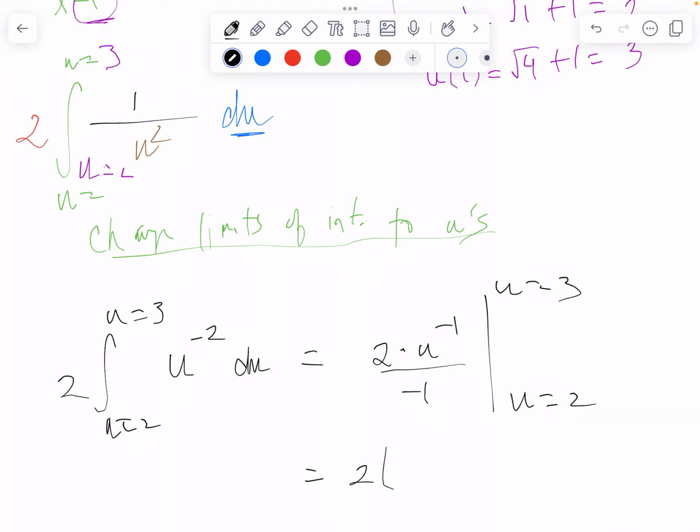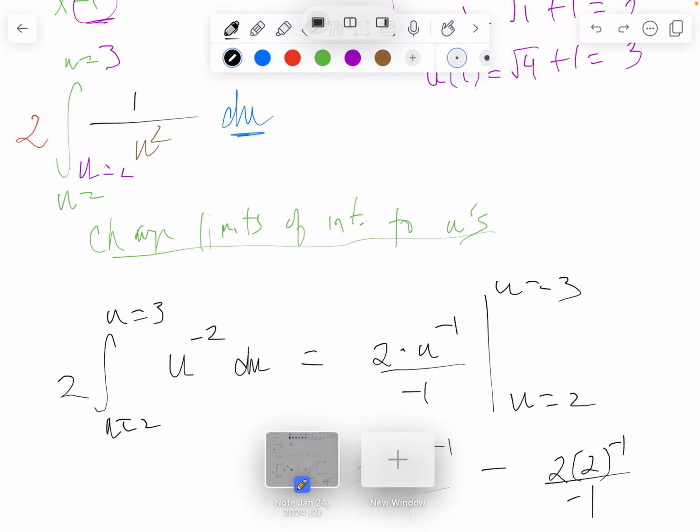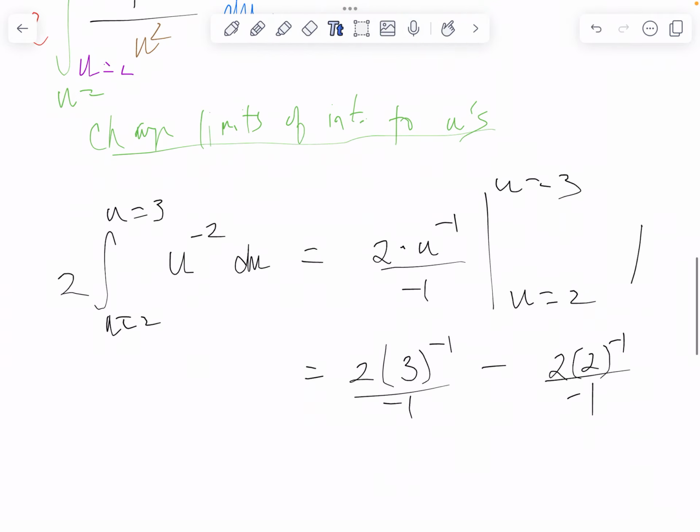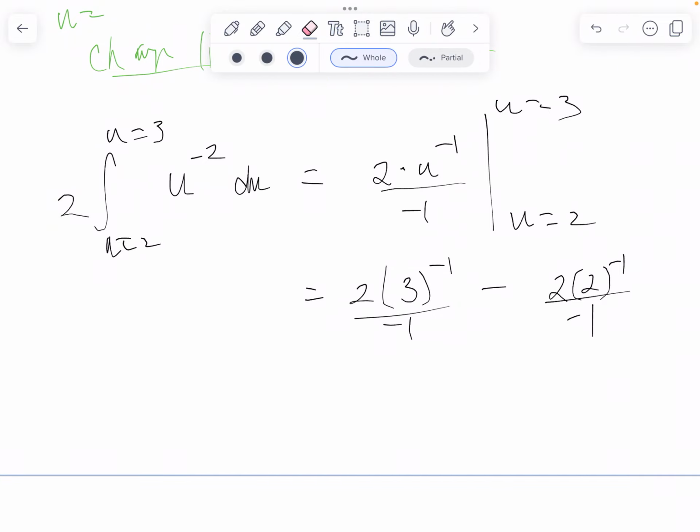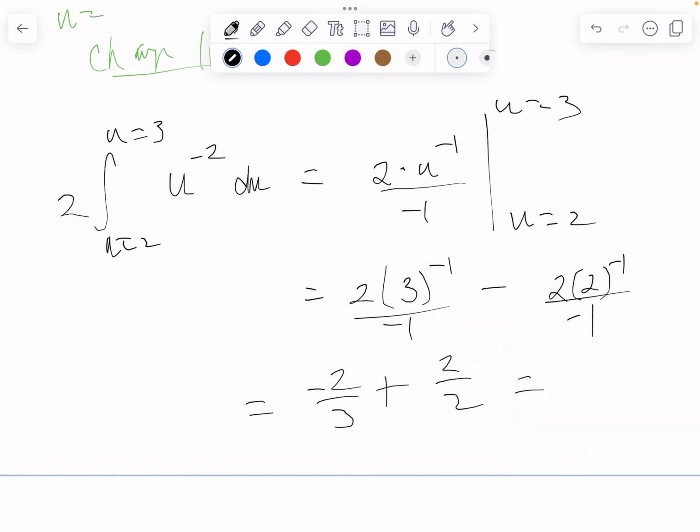So we have 2 times 3 to the negative 1. We're going to do top minus bottom. 2 times 3 to the negative 1 divided by negative 1, minus 2 times 2 to the negative 1, that's the bottom part, divided by negative 1. I'm going to go super slow through the calculation, like an injured turtle. So now I think this is negative 2 over 3. And I believe this is going to be negative 2 over 2, plus the 2 over 2. You can check the math on that, make sure it's correct. And then it's 1 minus 2/3, which I believe is 1/3.